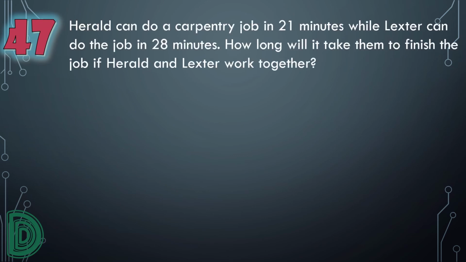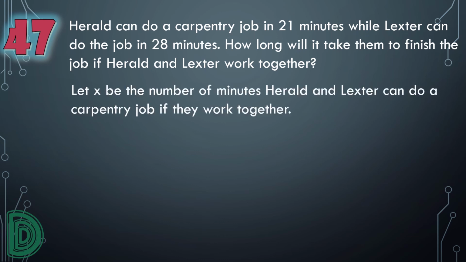47. Harold can do a carpentry job in 21 minutes, while Lexter can do the job in 28 minutes. How long will it take them to finish the job if Harold and Lexter work together? Let X be the number of minutes Harold and Lexter can do a carpentry job if they work together. Harold's rate is 1 carpentry job in 21 minutes. Lexter's rate is 1 carpentry job over 28 minutes. Working together, that will be the same job in X number of minutes.